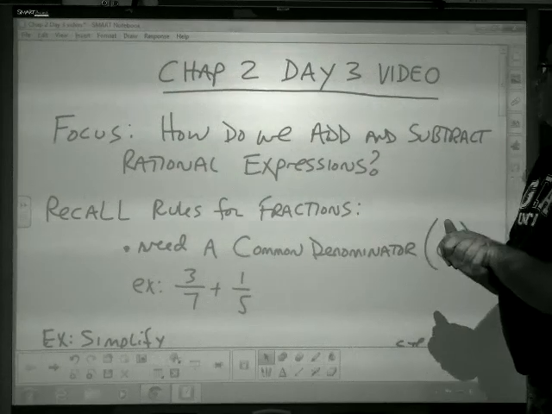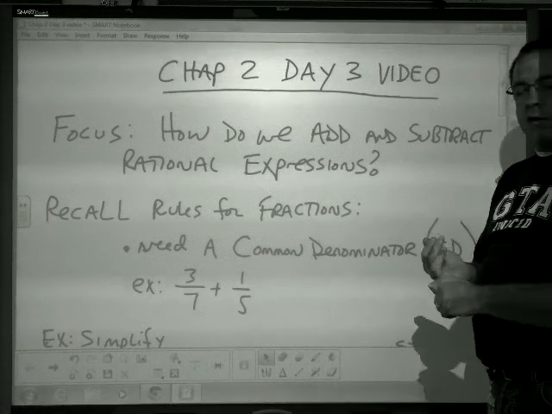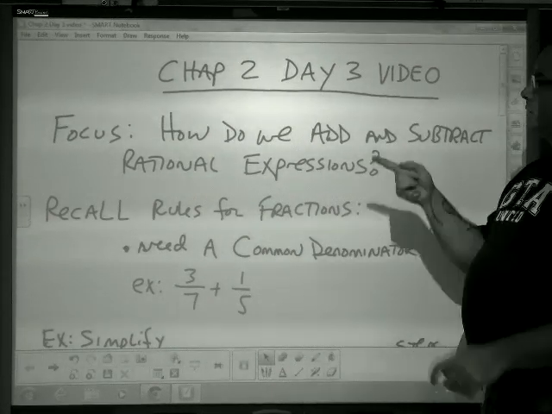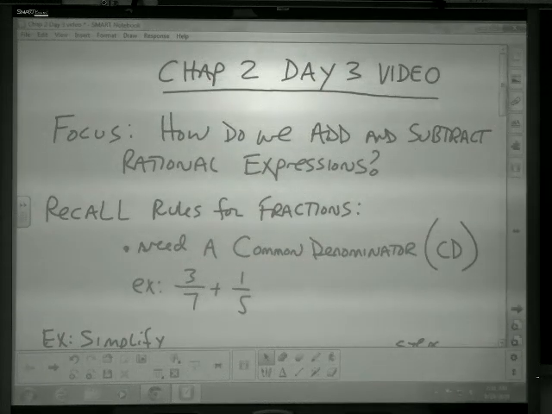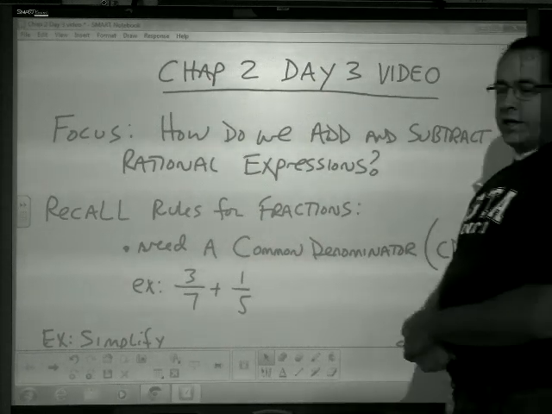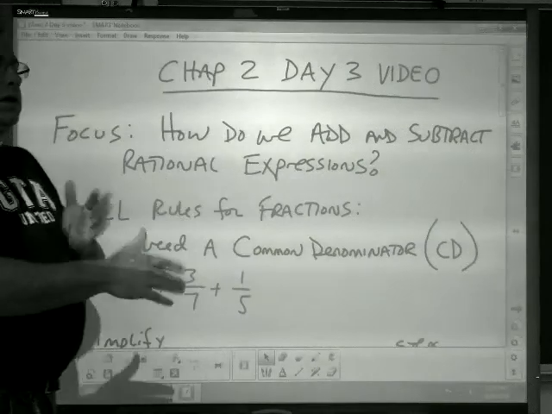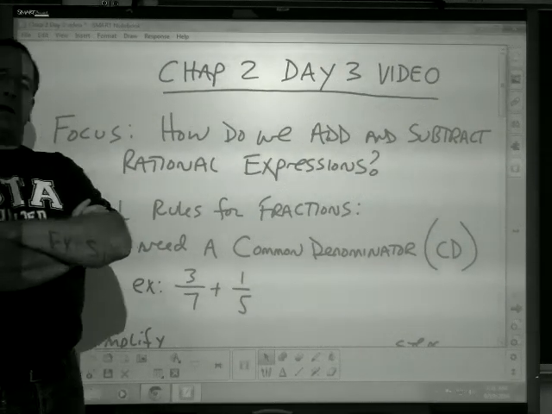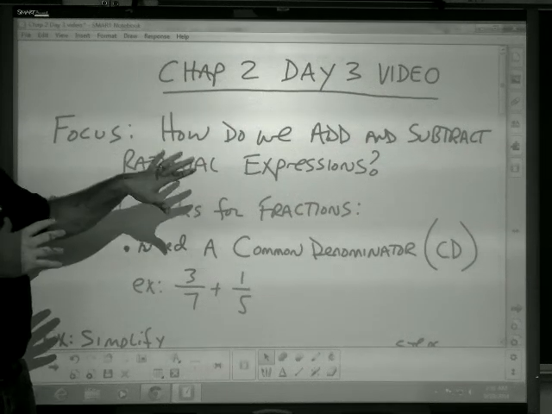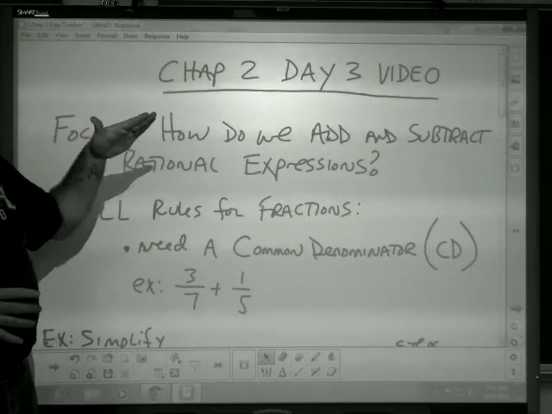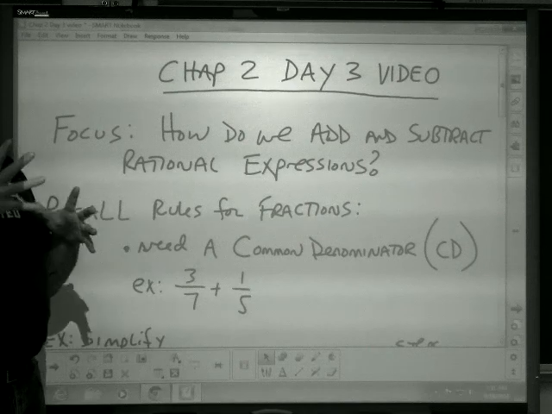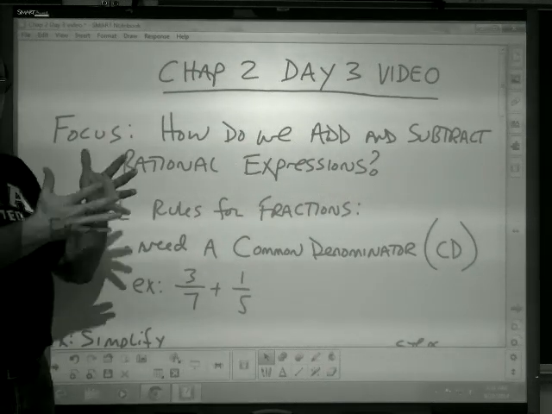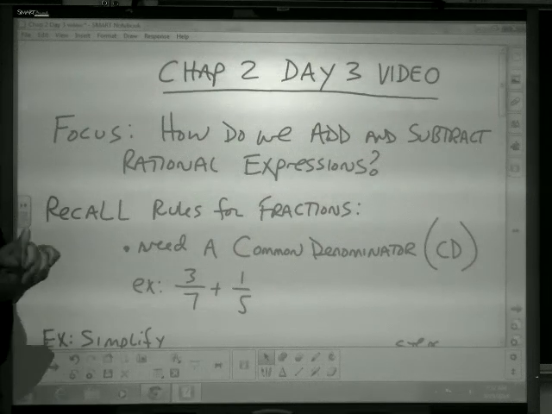Okay, chapter 2, day 3. We've simplified, we've multiplied, we've divided. Today what we're going to focus on is how do we add and subtract rational expressions. You did this also when you took Algebra 1, you did adding and subtracting. We're going to start out with some basic adding and subtracting, but very quickly it gets into more difficult types of factoring, and that's what moves you beyond Algebra 1 into Algebra 2 trig.